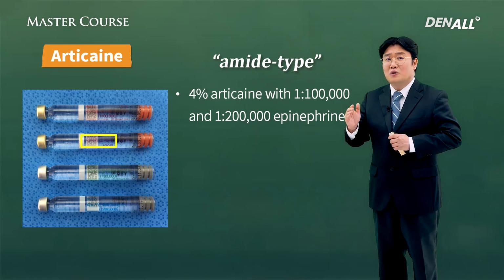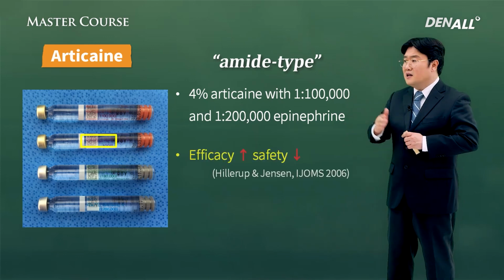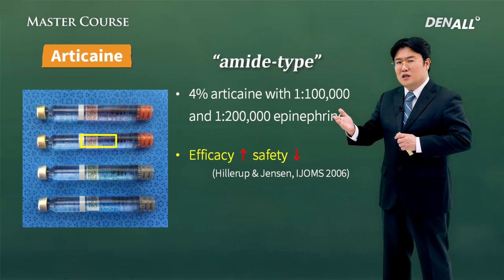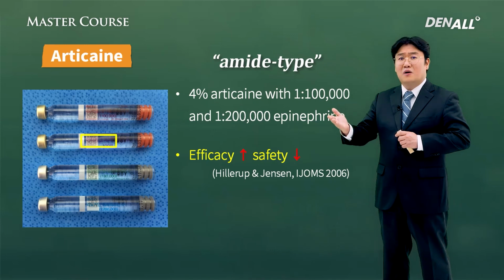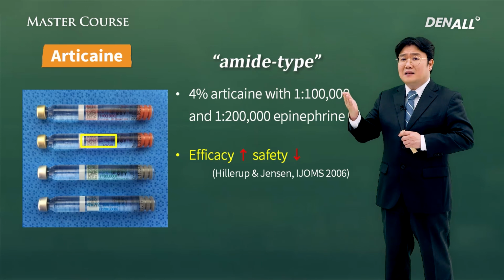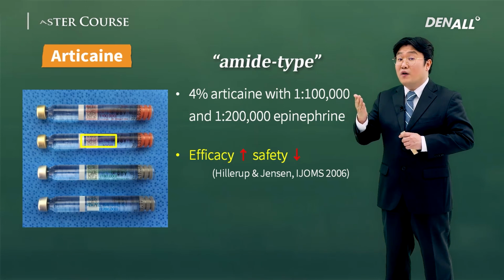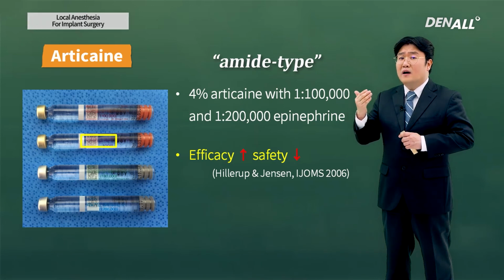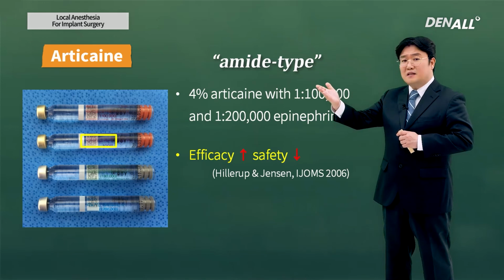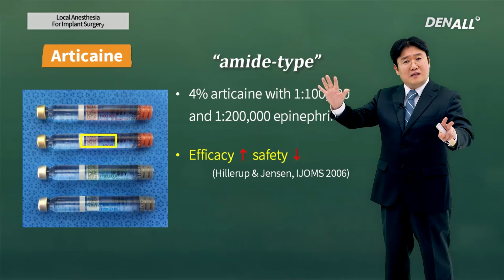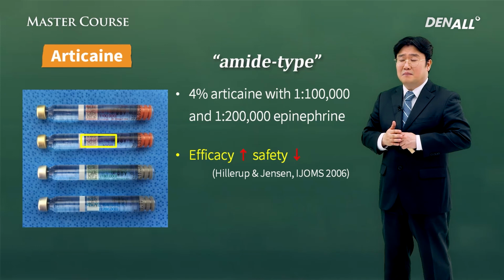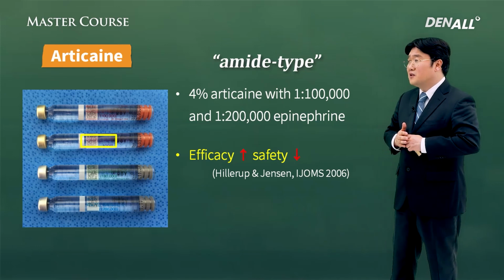That is the problem. The efficacy of articaine is better, but neurotoxicity is increased. Not only from papers but from my personal experience, when articaine is used, I experienced many times that tongue paresthesia is the result. This is the higher concentration, 4% articaine. Therefore, the safety is lower.